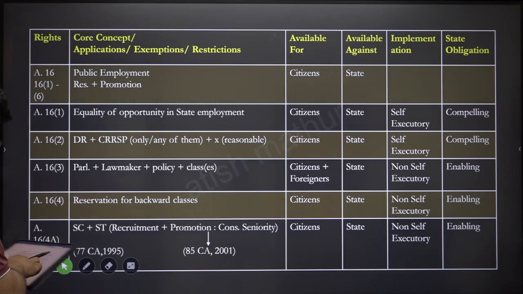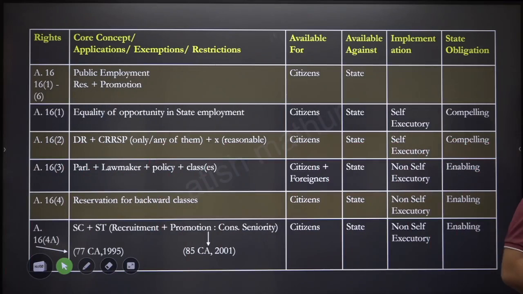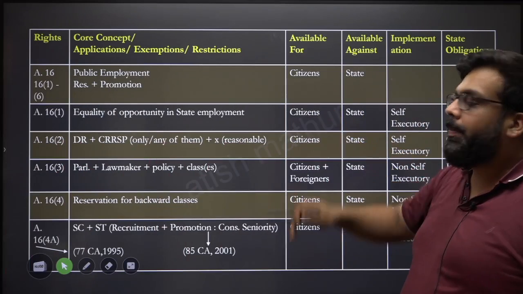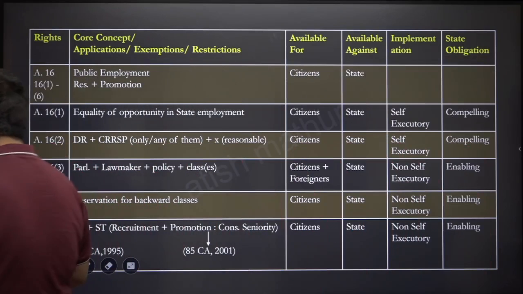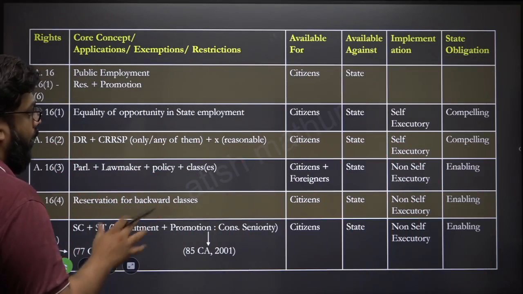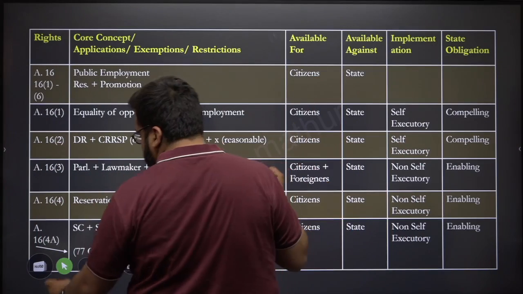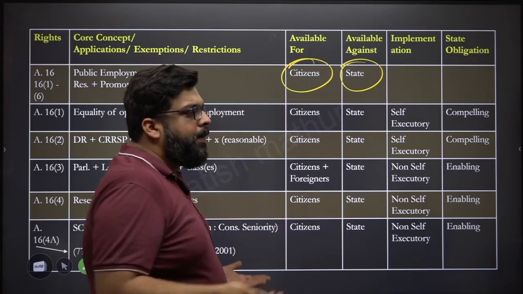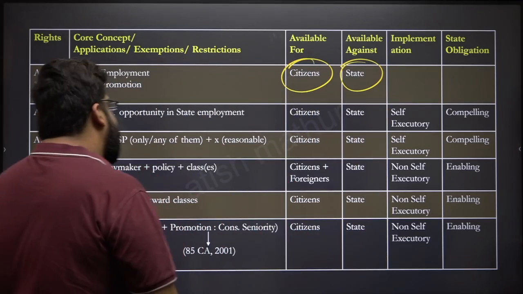Right. Now, when we discuss Article 16, we understand that on the whole, Article 16 will also have 6 clauses. It largely deals with public employment and also deals with reservation and promotion with respect to public employment. Now, on the whole, on law of averages, it's of course available only for citizens, and it is available against the state. Now, this is public employment, so everything mostly will be available against the state only.